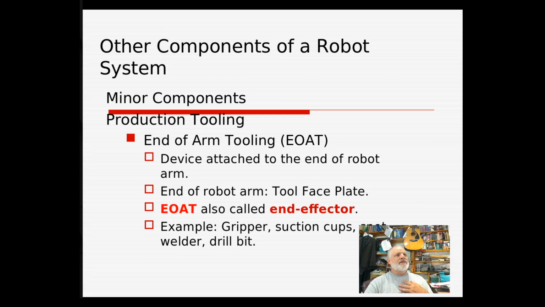Alright, and so at the faceplate, we're going to mount the end of arm tooling. Okay, so EOT is an acronym for end of arm tooling. Again, this is like the gripper or spot welder or drill bit or whatever it is that we're going to attach to the robot. It's also known as the end effector or production tooling.